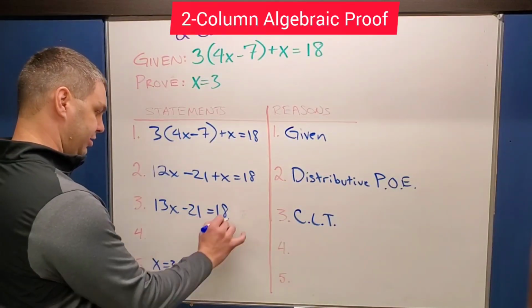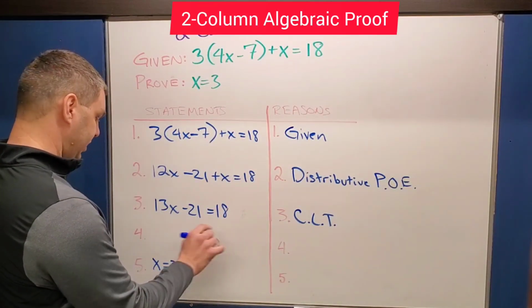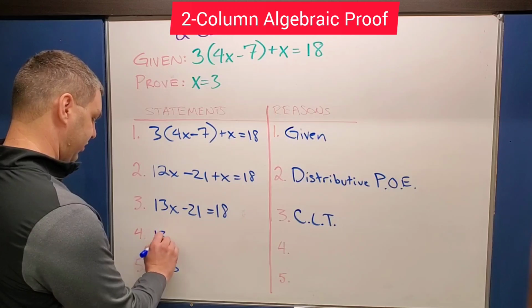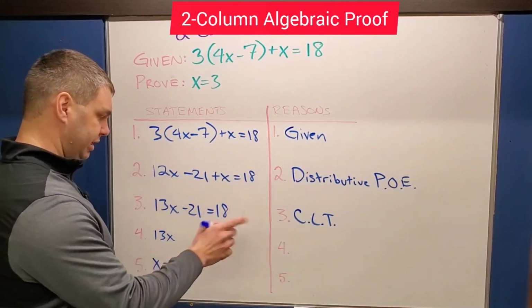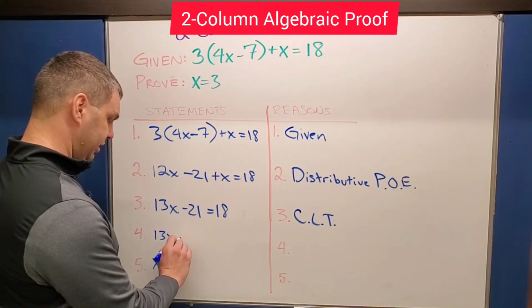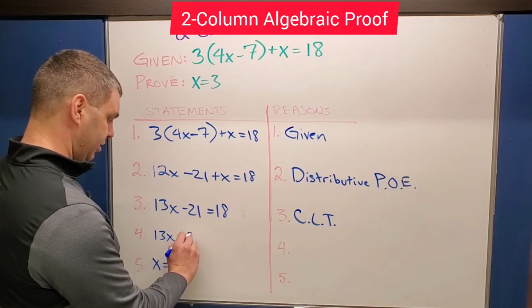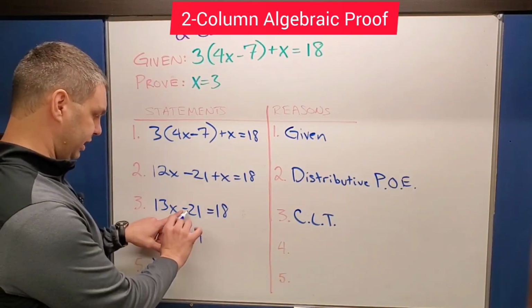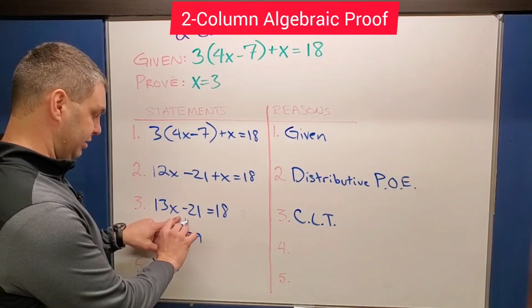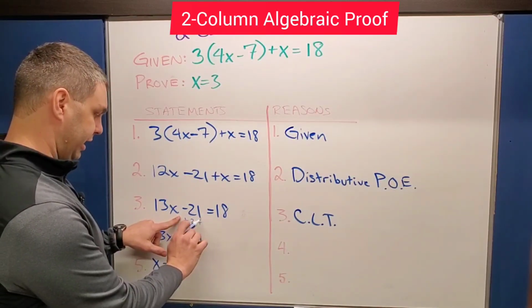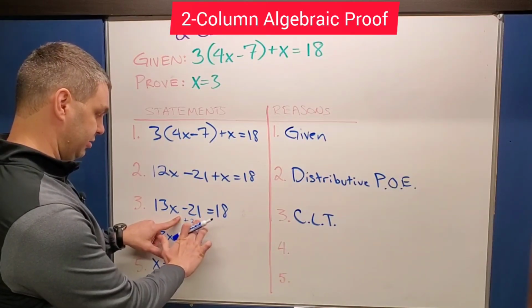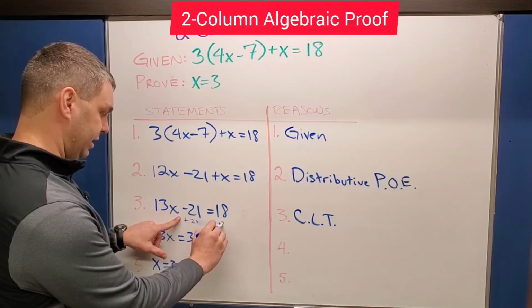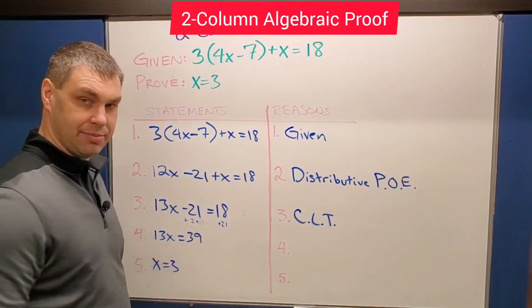So I would add 21 to the 18. And by doing that, I'm going to still have the 13x left on this side. But on the other side, what is 18 plus 21? That's going to be 39. Okay? And again, how did I do that? If I were to show the work in between here, I'll write it in here so you can see that. But I added 21. 21 plus 21, and I added 21. So the reason for this is going to be addition.